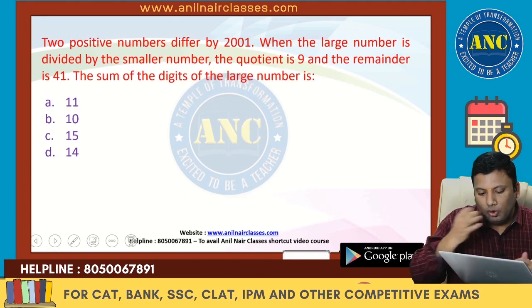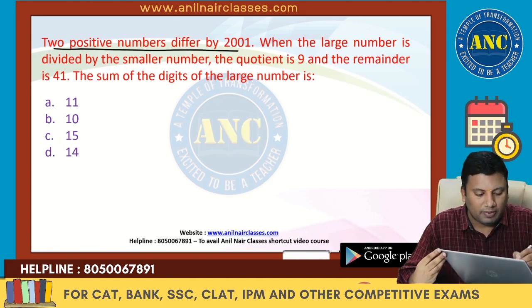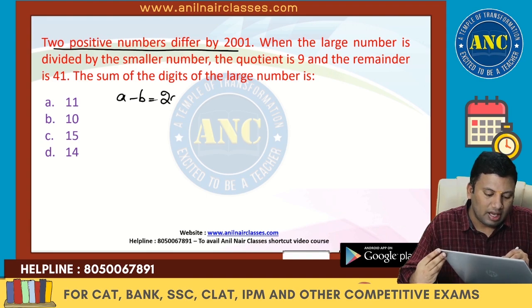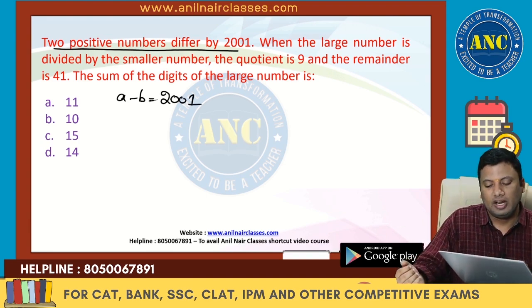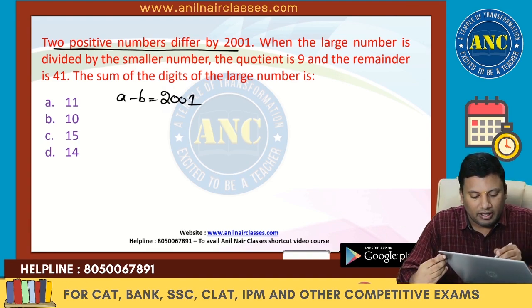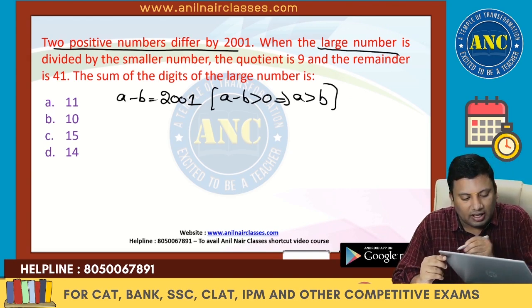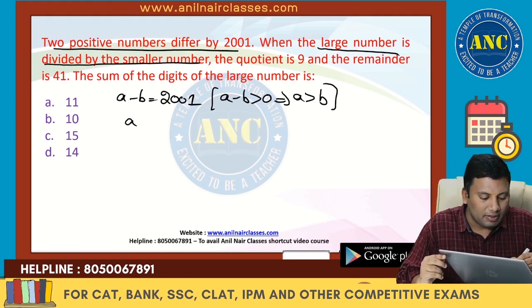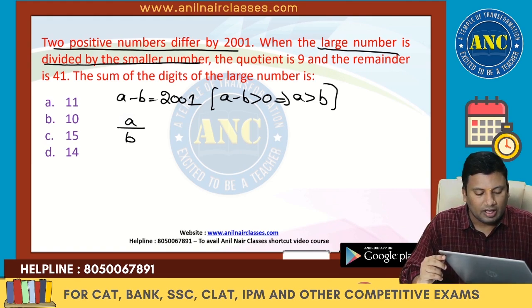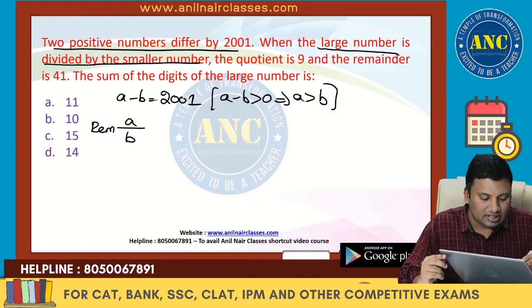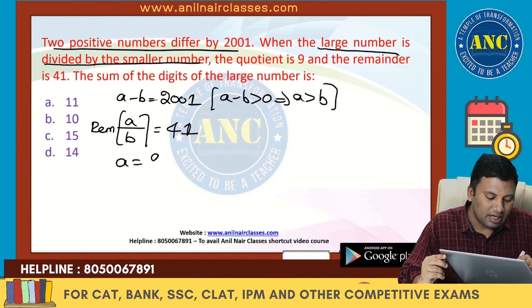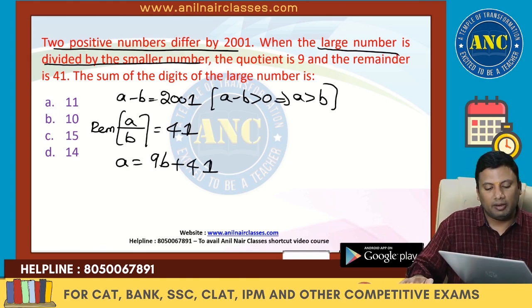Next one. There are two positive numbers which differ by 2001. A and B, let it be two numbers. They differ by 2001, that means A minus B is greater than 0. That means A is greater than B. When a large number is divided by the smaller number, that means A is divided by B, quotient is 9 and the remainder is 41. That means A is nothing but 9B plus 41.